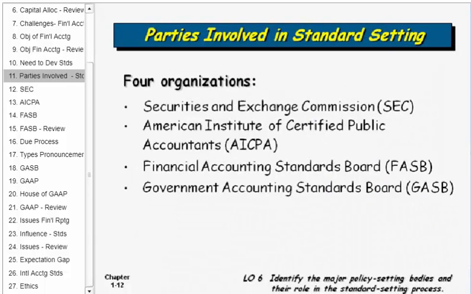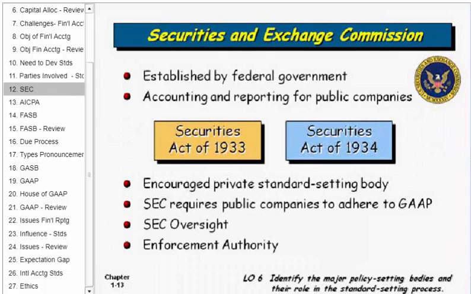All right, there's some parties involved in standard setting. The SEC, the AICPA, the FASB, as well as the GASB. Okay, the SEC was established by the federal government. It largely came out of what occurred in U.S. history in 1933 and 34 with the fall of the stock market, the Great Crash. The Securities and Exchange Commission encouraged a private standard-setting body, and it also requires some public companies to adhere to GAAP. That's a requirement of the SEC, and those that must comply are any companies that have their stocks listed on any of the U.S. exchanges. SEC certainly provides some oversight, and it's considered the enforcement authority.